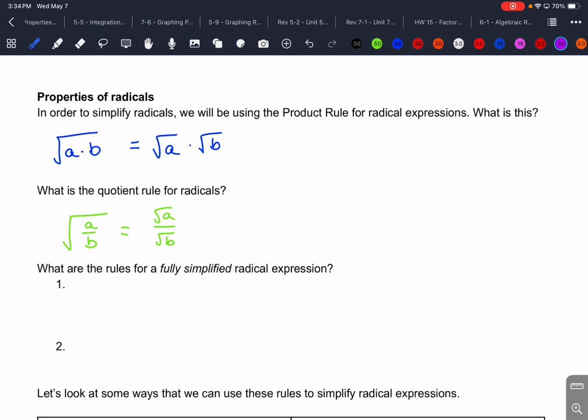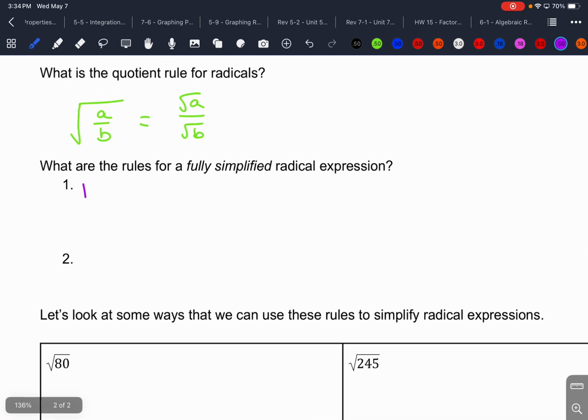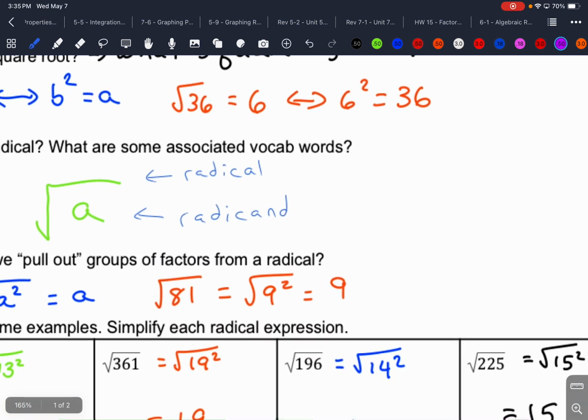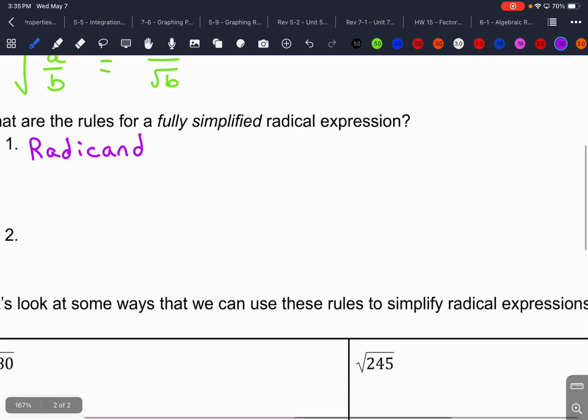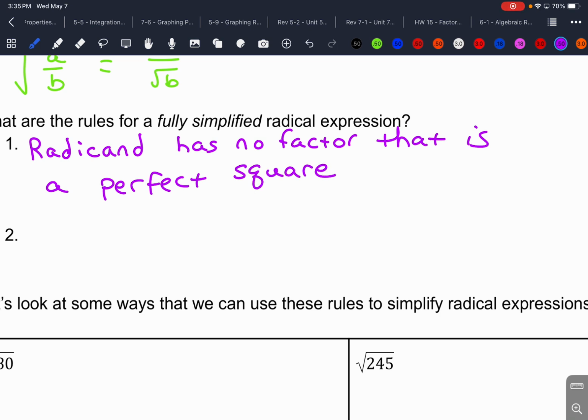Now, what are the rules for a fully simplified radical expression? There are two things. Number one is the radicand. What is the radicand again? It's the number under the radical, okay? So the radicand has no factor that is a perfect square. So if you have the square root of 9, you can't leave it as square root of 9, you have to simplify it to 3.